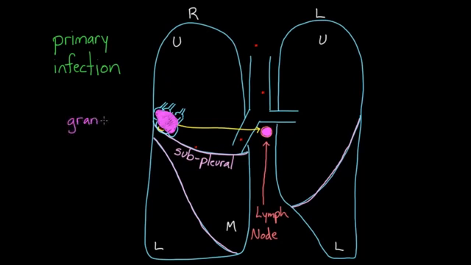And if you look under a microscope, it actually looks like what we call a granuloma. That's the description that a pathologist might use for what we're actually describing here. And same thing is true for the lymph node. There's a little granuloma in there as well.